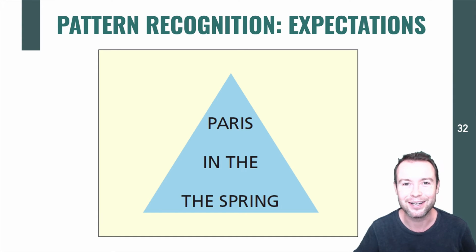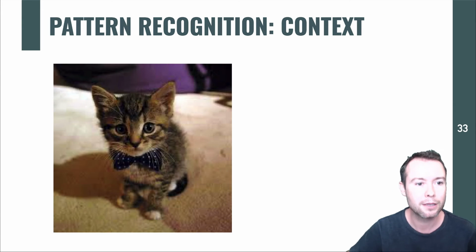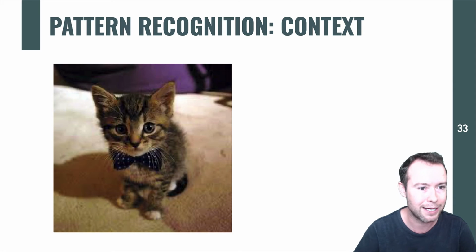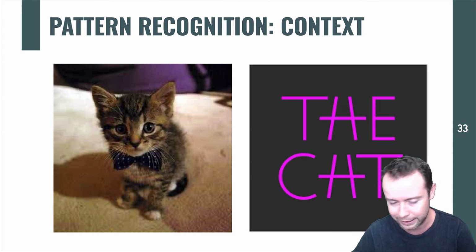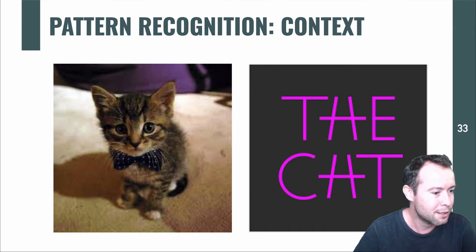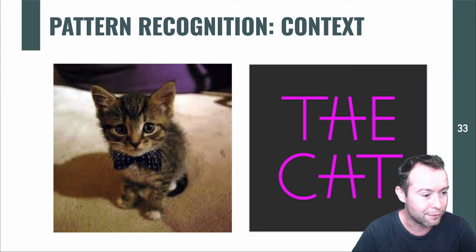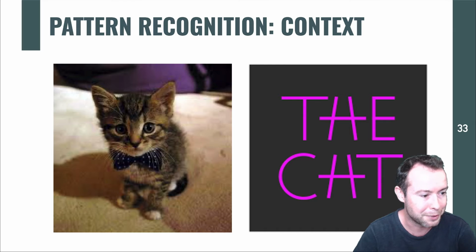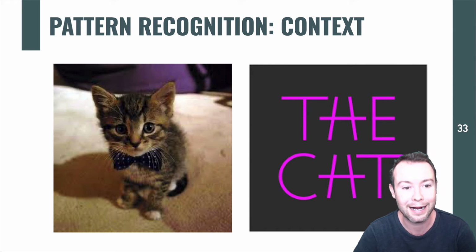Hopefully, after that last example, you might have noticed that it says Paris in the spring. Okay, what about another example? So this is a cat with a bow tie. What does the writing say on the right-hand side? Again, it illustrates the effect of context. So the middle letters that appear in both of these words are ambiguous.